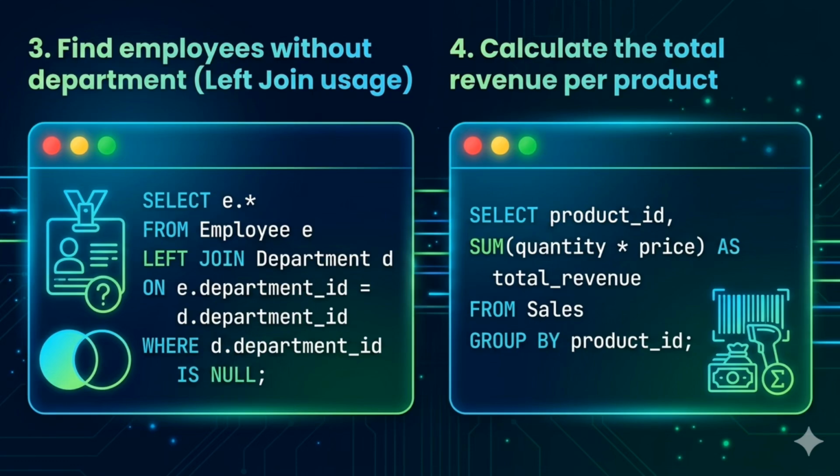Question 4. How do you calculate total revenue per product? A classic aggregation question. SQL: SELECT product_ID, SUM(quantity * price) AS total_revenue FROM sales GROUP BY product_ID. This query multiplies quantity by price for each sale, then sums the results for each product ID. The outcome? You get the total revenue generated by every product. This pattern is widely used in sales analysis, business intelligence, and reporting dashboards.